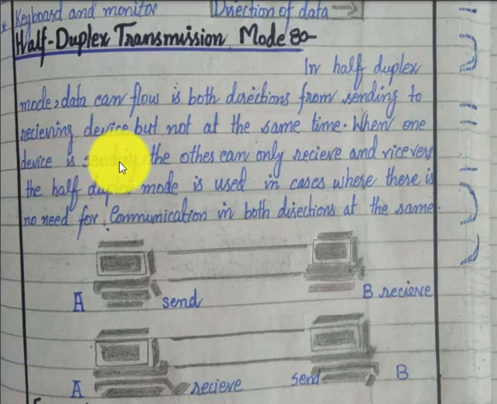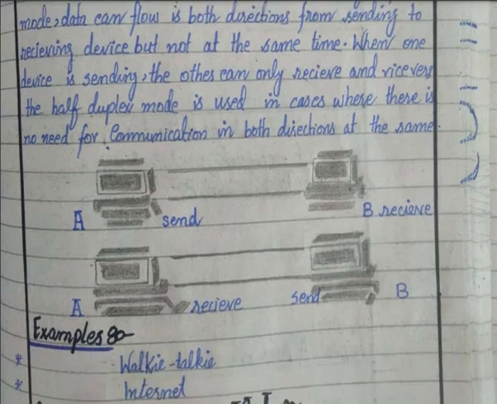So when one device is sending, the other can only receive, and that's why it is called half duplex transmission mode. So you can see here the examples. There are two devices, A and B. So A only sends data, and B cannot send at the same time, right? When A has sent the data, then B will send data, right? So they cannot send and receive the data at the same time.